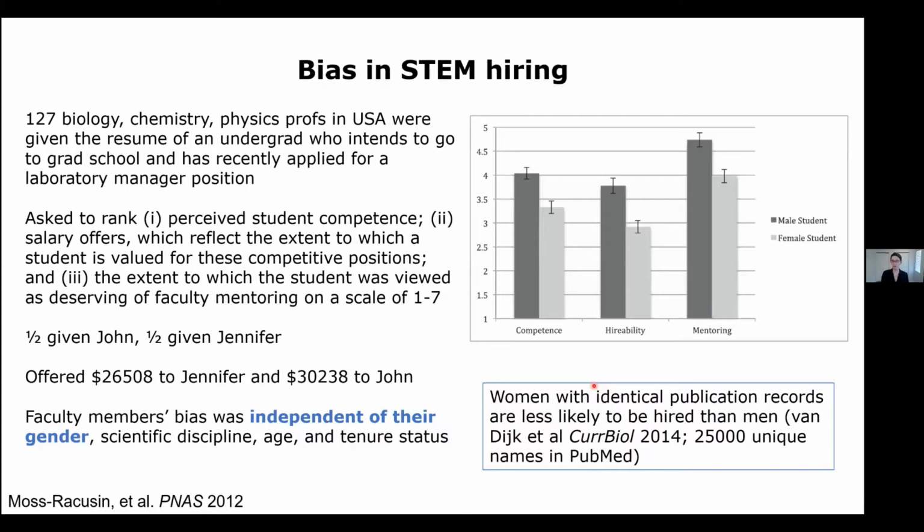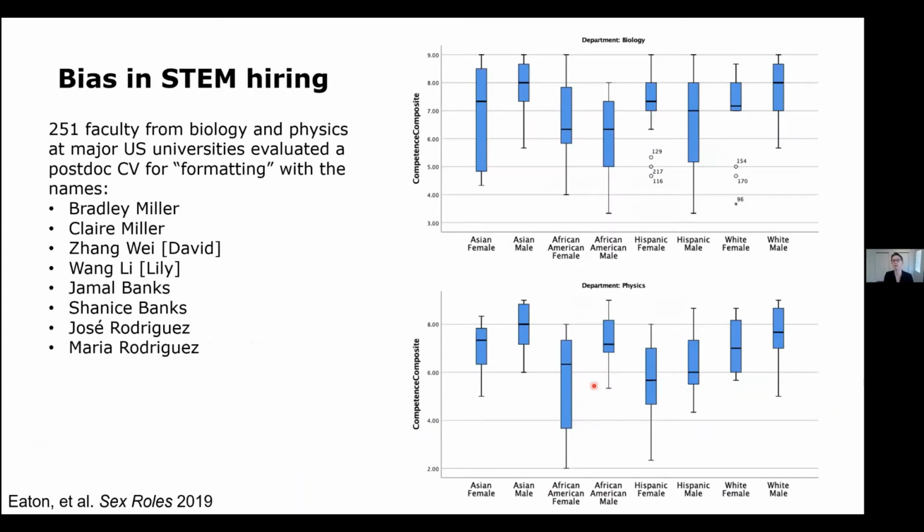Everything that you think goes into that does. The number of papers, the number of first author publications, the number of citations, etc. Only they had to factor gender into the equation in order to make the math work, because women with identical publication records were less likely to be hired than men.